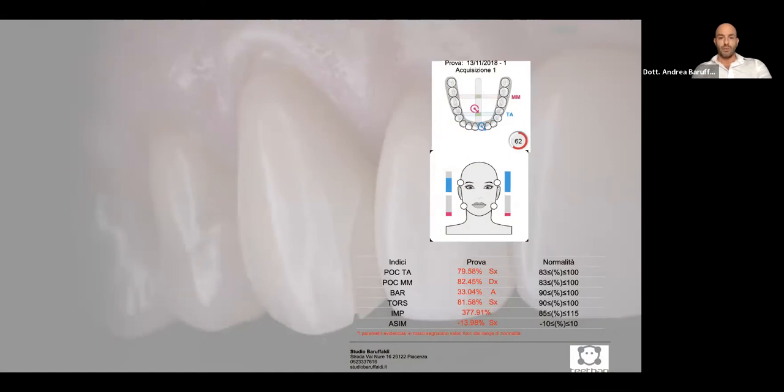But notice the value of the impact. This is 377%. The normal limit is 115. In general, a situation like this can be described as a loss of posterior vertical dimension and a prevalence of contacts in the anterior teeth. And that is why she broke the veneers.